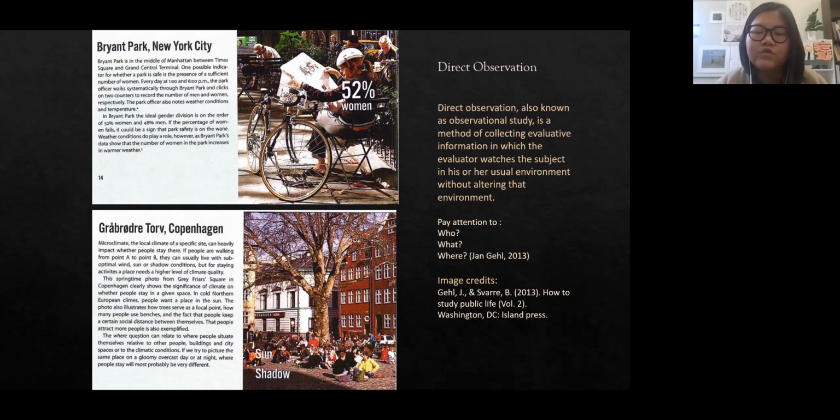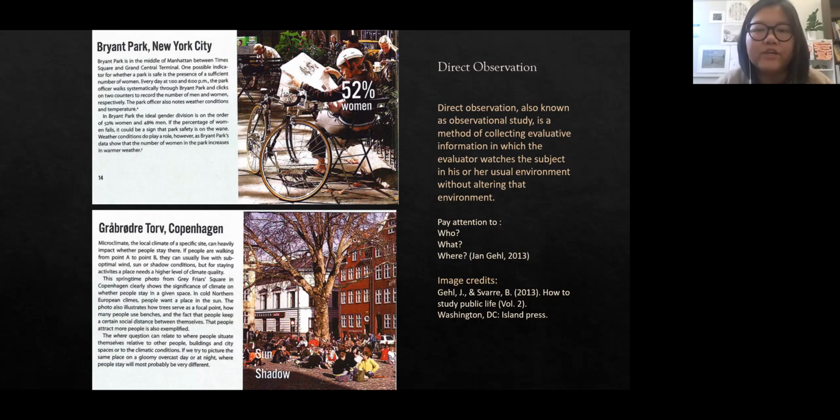In his work, he specifically encouraged urban researchers to see who is actually using the space, who is showing up here and who is not. This is one case he mentioned in Bryant Park, New York City, when they were studying the safety of the park. They tried to use the appearance of women as an indicator of whether the park is safe or not.